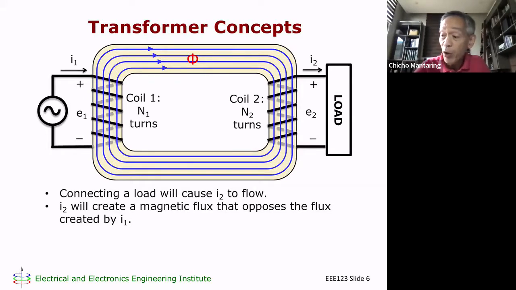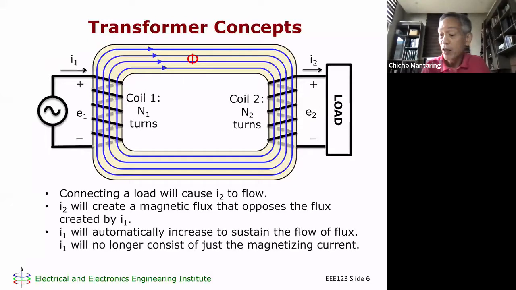But when I connect the load, because there's I2, this I2 will oppose this flux, and therefore I1 has to increase to sustain the flux. Okay, I1, as it says here, will automatically increase to sustain the flow of flux. And I1 will no longer consist of just the magnetizing current. Earlier, pag walang load, ang I1 magnetizing current lang siya.